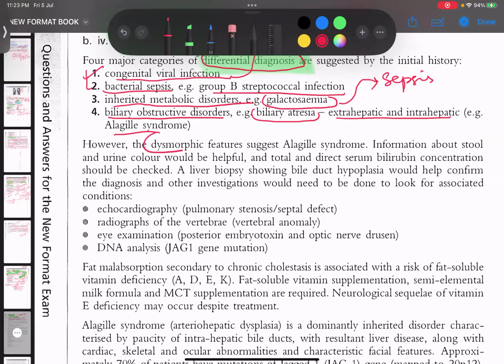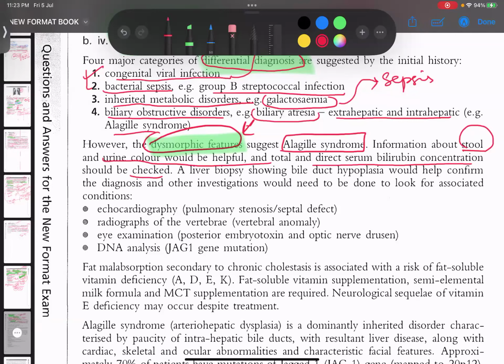However, the dysmorphic features suggest Alagille syndrome. So this dysmorphism is actually the star in this particular case. You see the dysmorphic features, that's it, your diagnosis is changed. Information about the stool and urine would be helpful, and total and direct serum bilirubin concentration should be checked. Why would this be helpful? If we consider biliary atresia, we could ask about this. If they gave information regarding pale stool and dark urine, then we would consider biliary atresia alone.